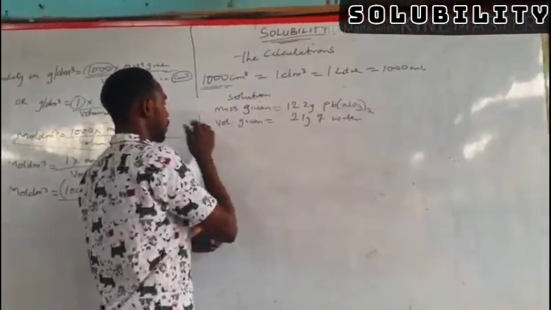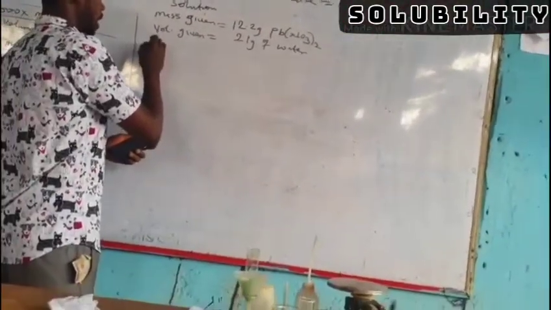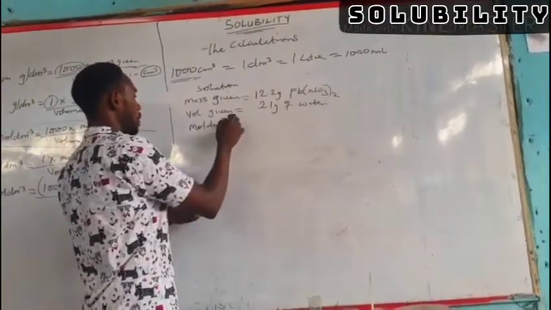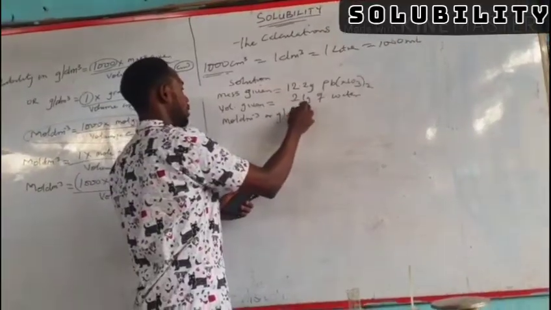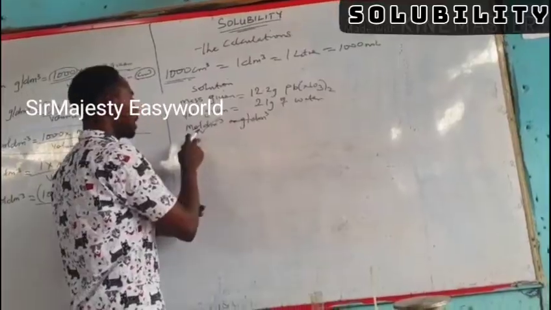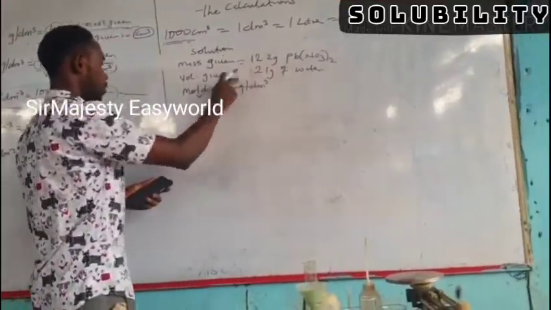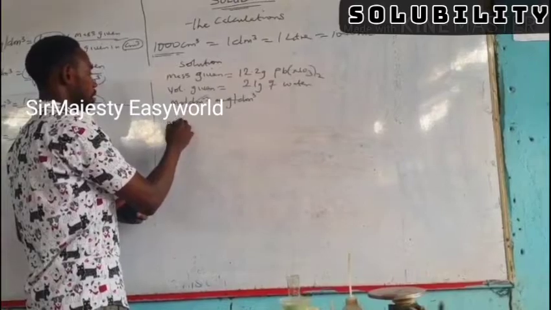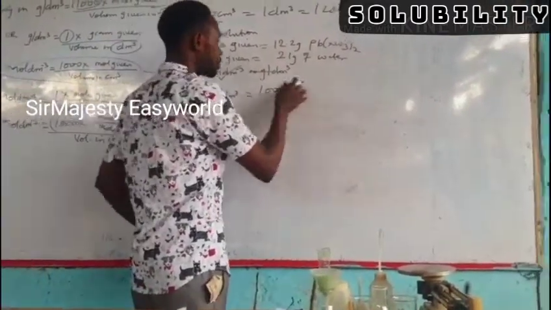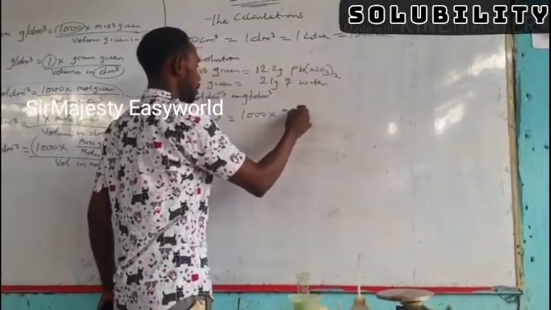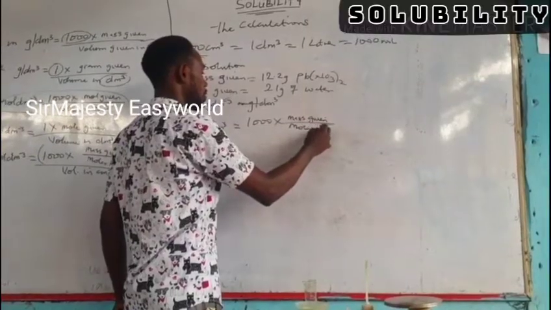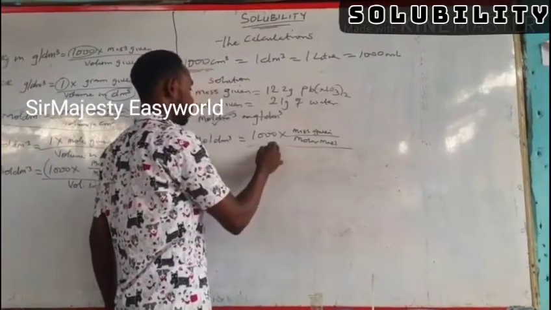Now, next thing you do is, what are you asked to calculate? Are we calculating solubility in mole per dm³? We go back and check. Or are we calculating in gram? Or are we calculating in gram per dm³? From our question, they asked us to find the mole per dm³. Then, there was a mass given, not mole. So we go back to our formula which says that mole per dm³ is equal to 1000 times mass given, all over molar mass, divided by volume given.